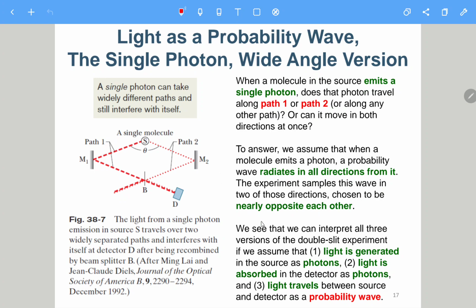Here we assume that the light is generated at the source as a photon. So at the very beginning it is something like a photon, a particle, and then the light is absorbed in the detector also as a photon. But in between, the light travels between the source and detector as a probability wave. So this is a wave. Actually within this single setting, both the particle and the wave properties occur here. So this is a probability wave here, and then a photon, something like this.